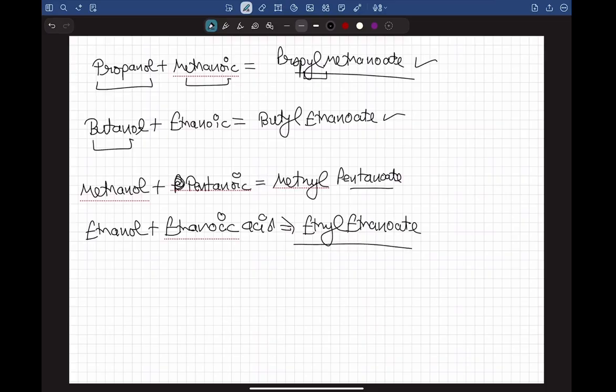Alright, so I'm hoping the naming of esters is clear to you. We have only discussed the basics of naming. We haven't discussed the structure and deducing the name from the structure yet. So I'm hoping that the naming basics are clear to all of you. Now, how exactly do we draw the structure? Let's start with that.